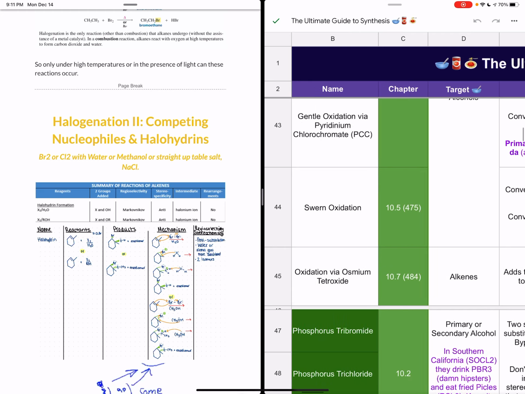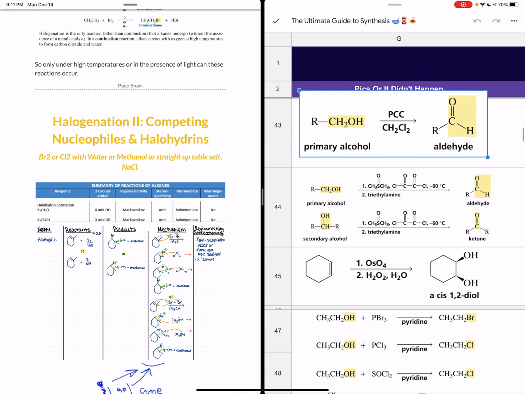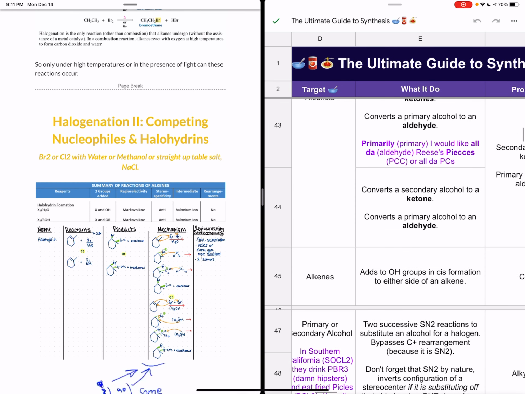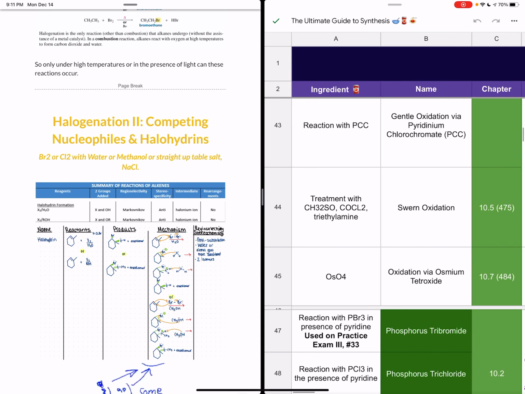Triethylamine. Yeah, this is Swern oxidation. So secondary alcohols still make ketones. Primary, they're going to make aldehydes too. So you can think Reese's Pieces, I don't know, you swern, you swerve when you eat Reese's Pieces, that's going to do the same thing.